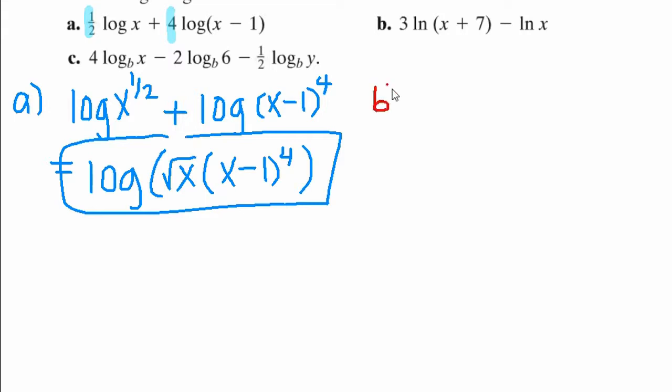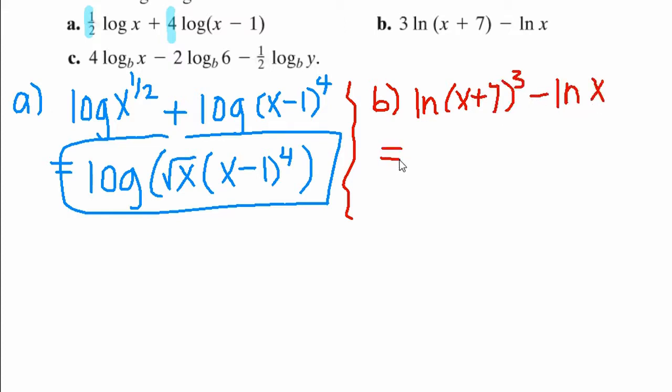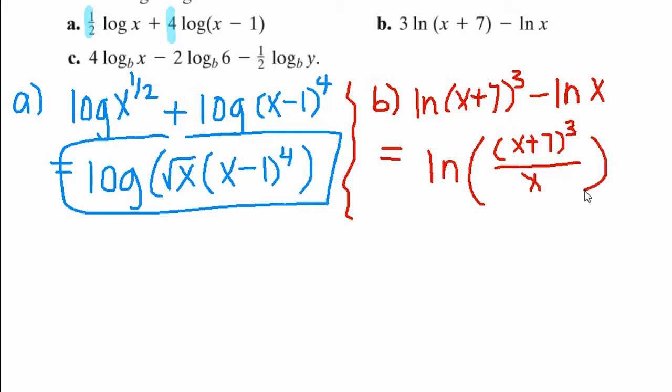All right, on B, I'm going to bring that exponent up first. So I get ln of x plus 7 cubed minus ln of x. And then subtraction becomes division on the inside. So I get x plus 7 cubed divided by x.